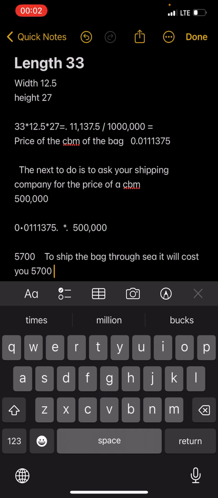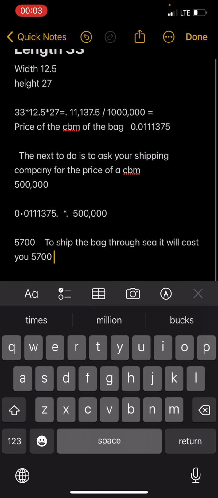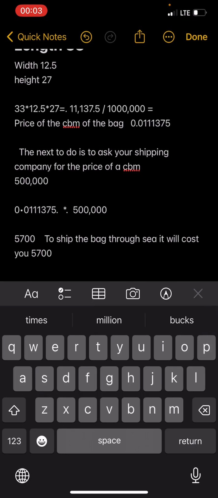Then you divide it by 1 million. Once you divide the answer by 1 million, that is how you get the CBN of the product you're buying. So the CBN of this bag is 0.0111375, right? That is the CBN.